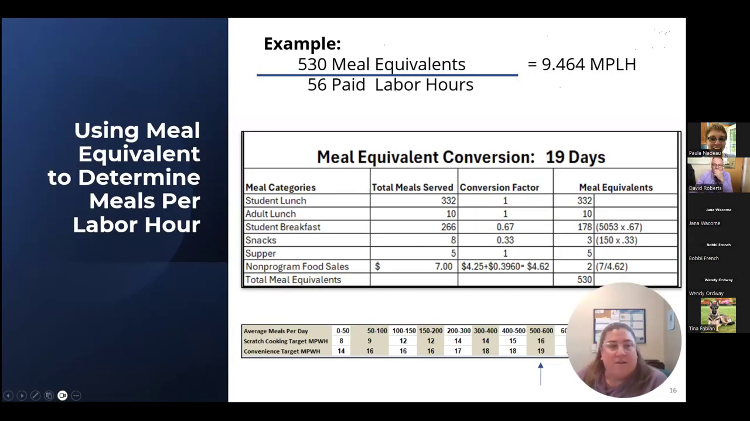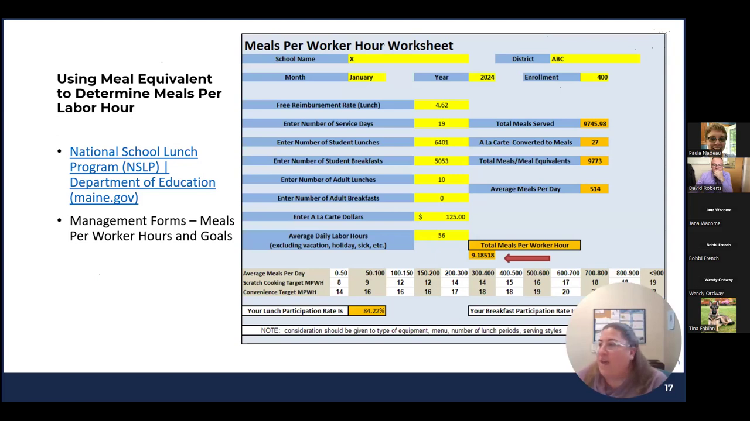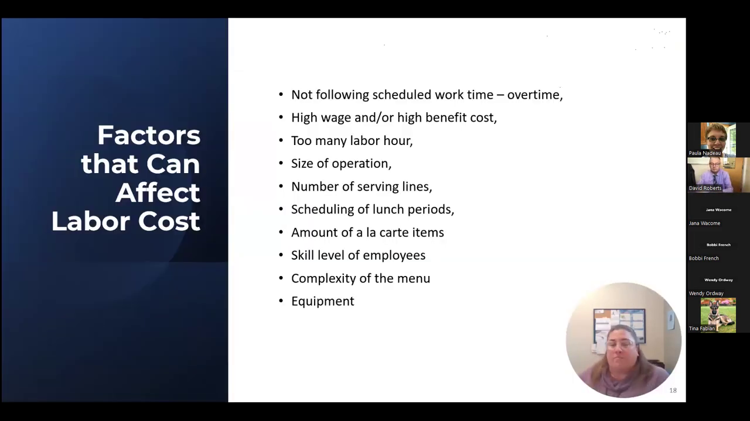All right. And this is what I just put in the chart that you had just seen. I am going to send the slides out with my notes on them as well for you. Some things that can affect your labor costs: not following a scheduled work time, allowing for overtime, high wage and high benefit costs, too many labor hours, size of operation, number of serving lines, scheduling of lunch periods, amount of a la carte items, the skill level of your employees, and complexity of the menu. And like I said, equipment. Those are all things that can affect that.